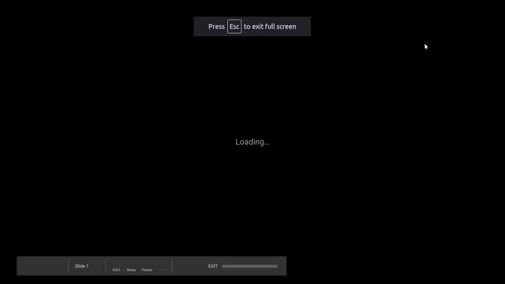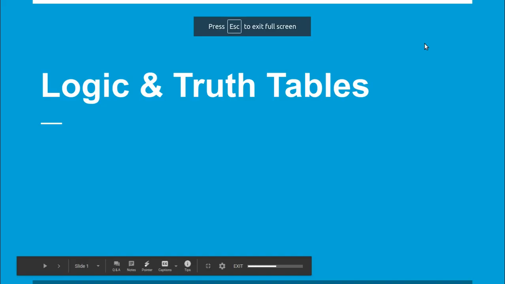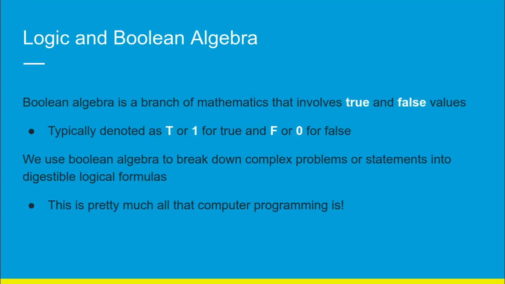Okay, logic and truth tables. My high-res slides again, very complicated.